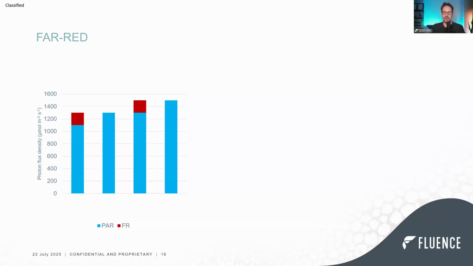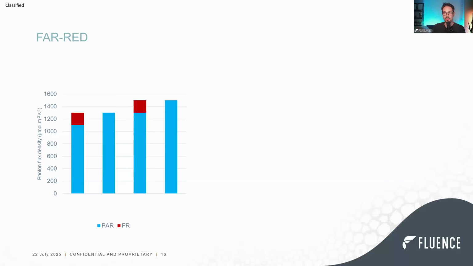In this experiment, we were comparing treatment number 1, which is bar number 1 here. What you see is that we had 1100 micromoles of PAR light with an additional 200 micromoles of far red on top. Then if you compare that to the next treatment, we had just 1300 micromoles of PAR light. So the same total flux as treatment number 1, but whereas treatment number 1 had PAR and far red light, treatment number 2 was just PAR.